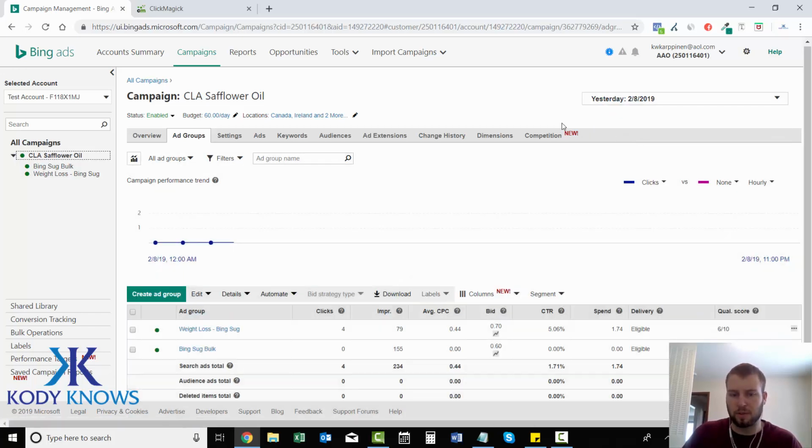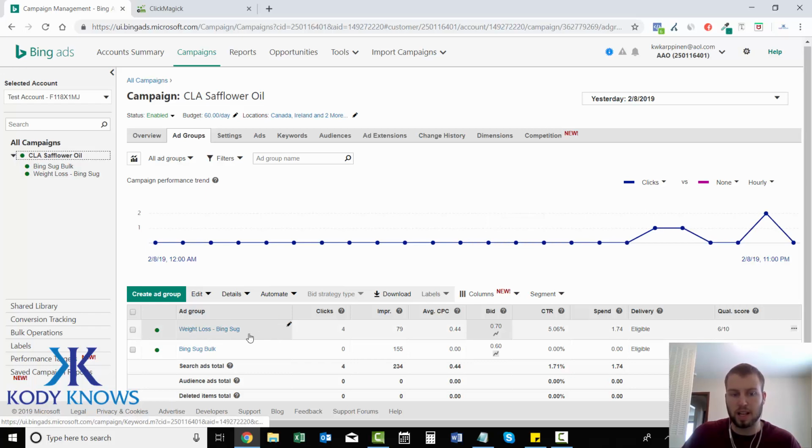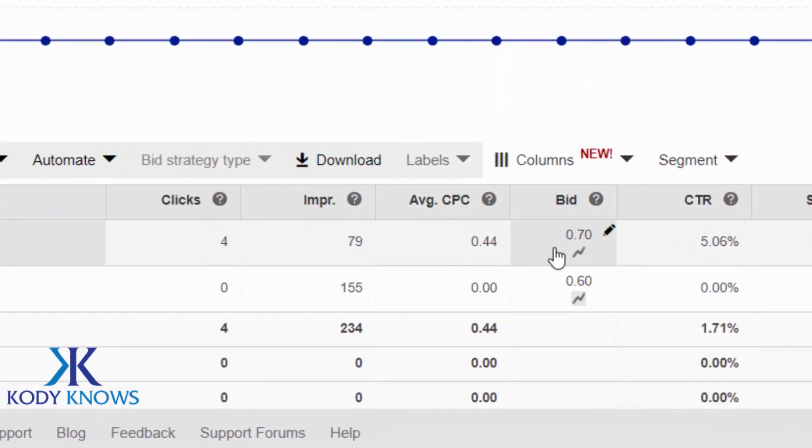So yesterday I had about 4 clicks and they're all from the weight loss being suggested. And my bid was 70 cents, but my average cost per click was only 44 cents. And that just goes to show that Bing's not gonna spend your full bid on each click. So even if I wanted to bump my bid up to $1, my average cost per click would still be like 60 cents. And that goes into having a higher quality score. The more relevant your ad is, Bing will reward you with a lower cost per click.